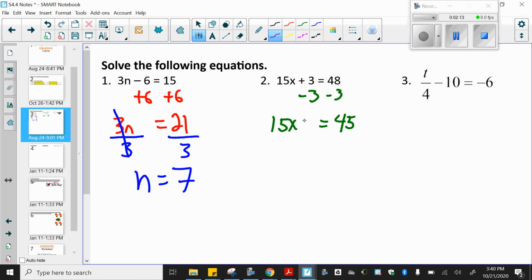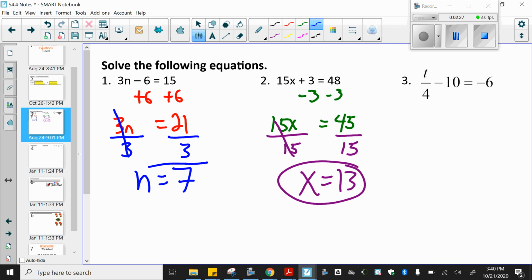Then, let's see what colors do purple. Then I want to get rid of the 15 with the x. I just want x, so I'm going to divide both sides by the number that's with the letter. Canceling leaves x. 45 divided by 15 is 3. X equals 3. Let's go back and circle this thing because I didn't do it. Alright. Next, let's start with blue.